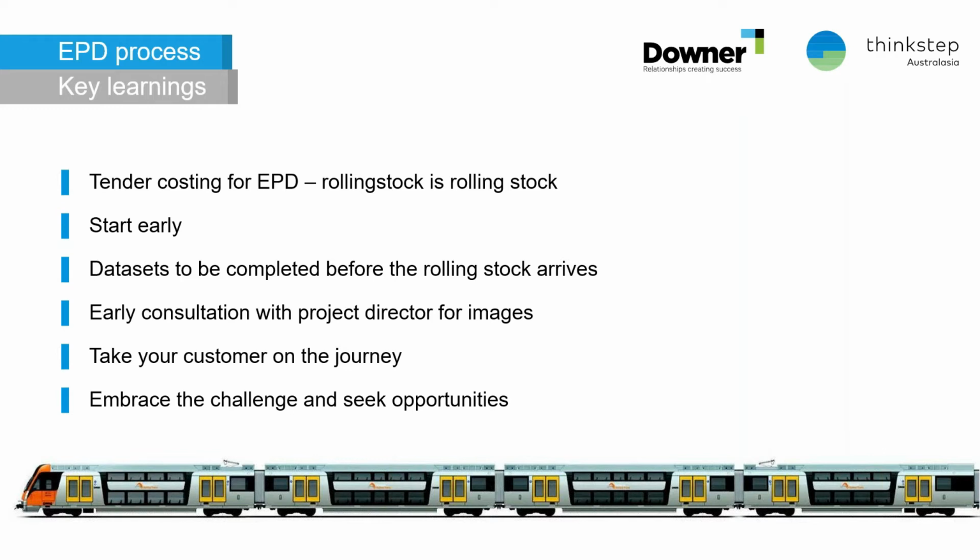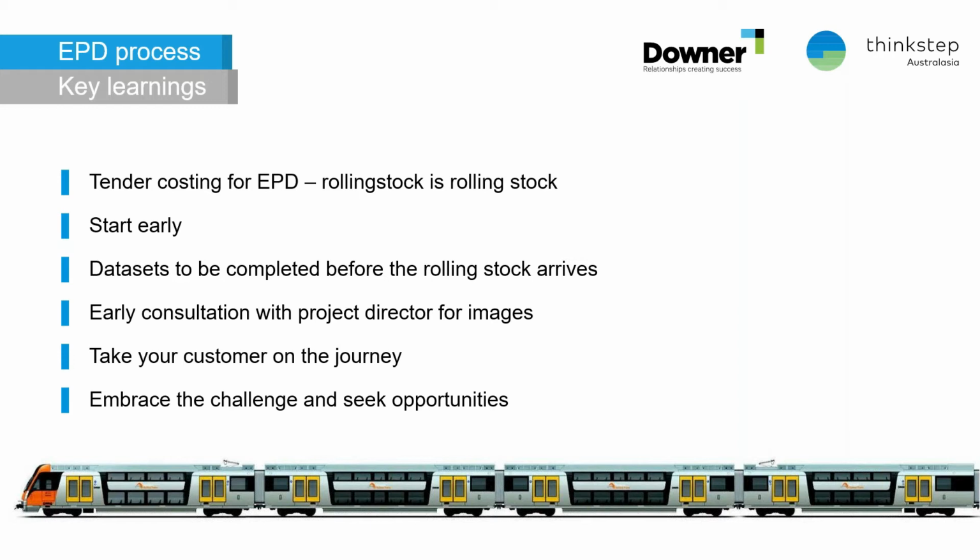Data sets should be completed before the rolling stock arrives, that's just based on our own personal experience when we embarked on this process. Once the rolling stock arrived, it does go into testing and commissioning. It does mean that a lot of your resources are quite stretched and very focused on achieving provisional acceptance of the rolling stock, so that it can start servicing, ultimately, the passengers and customers who want to enjoy the experience. So definitely focusing on those data sets before that rolling stock arrives and before it enters the testing and commissioning phase is ideal. Early consultation with the project director for images.